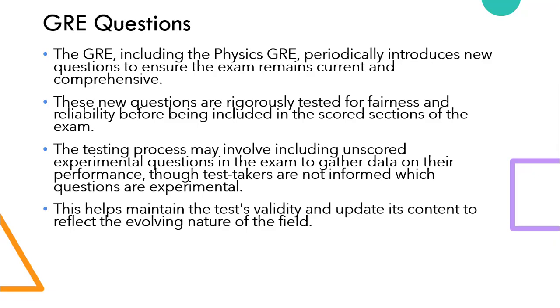The testing process may involve including unscored experimental questions to gather data on their performance. Test takers are not informed which questions are experimental. This helps maintain the test validity and updates its content to reflect the evolving nature of the field of physics.